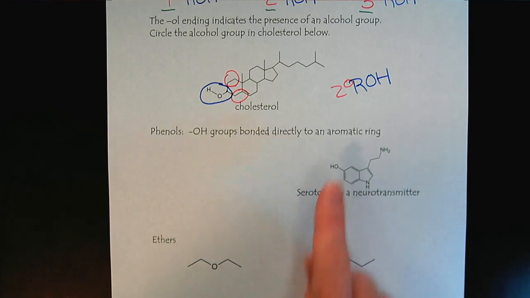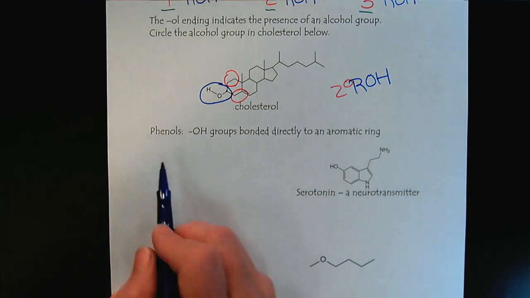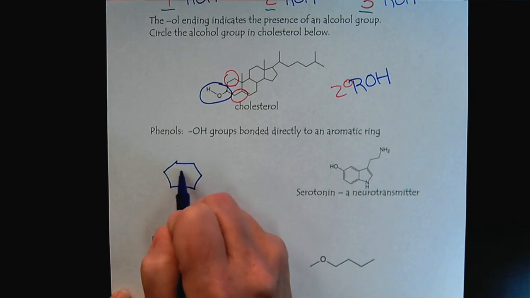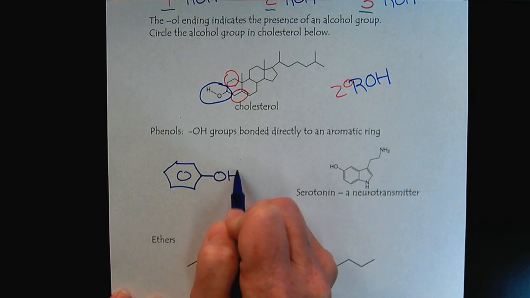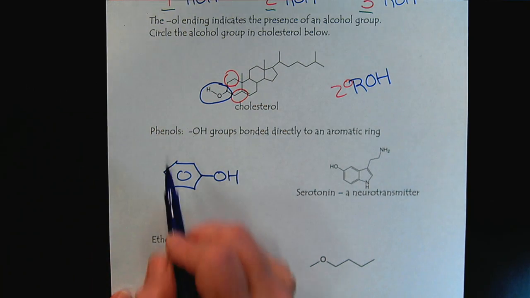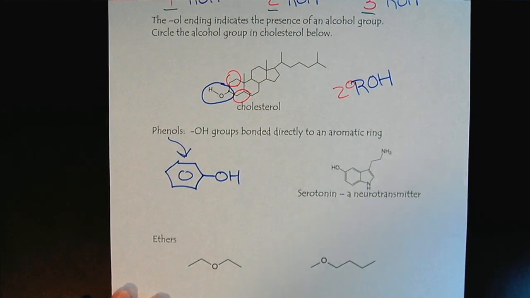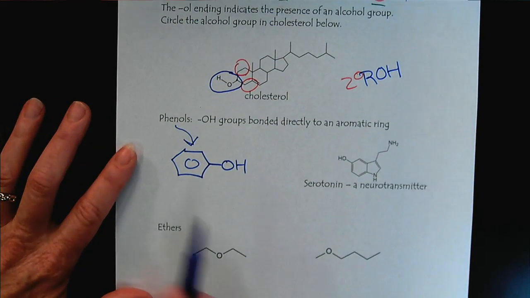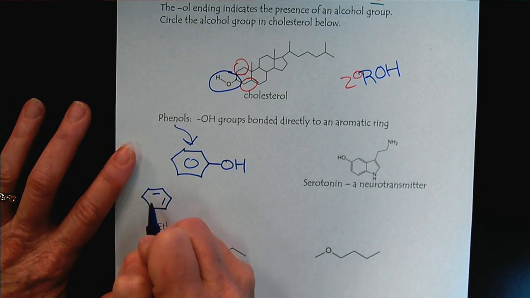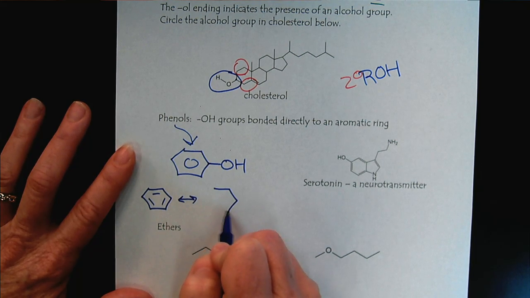If an alcohol group is bonded directly to an aromatic ring, then we don't call it an alcohol anymore, we call it a phenol. So if we have our aromatic ring and we put the OH, then we would describe this as phenol. Now if you're wondering what that circle in the middle means, remember that aromatic rings have alternating double bonds and there is resonance there.